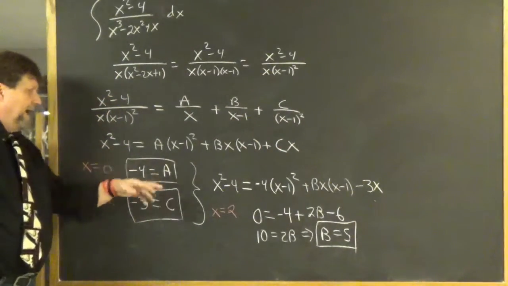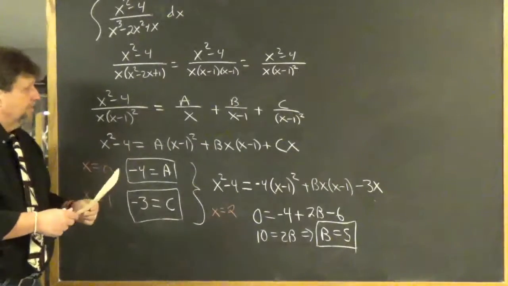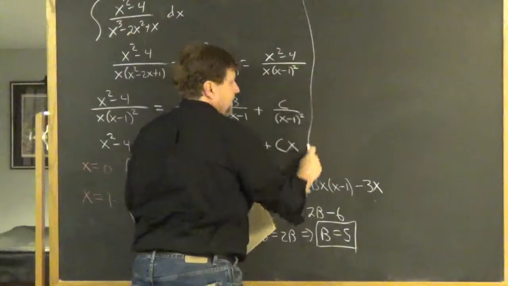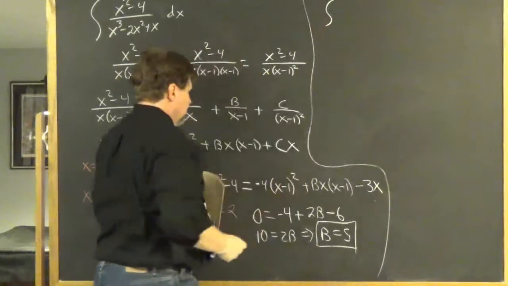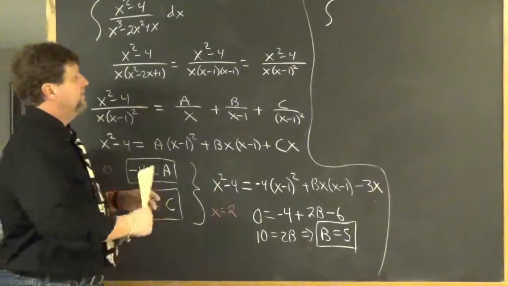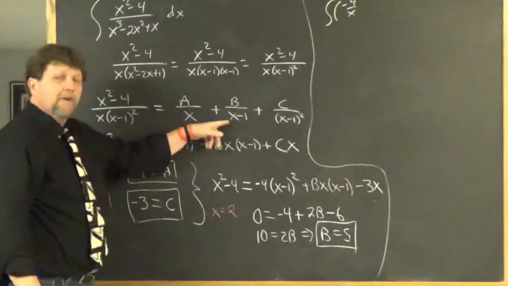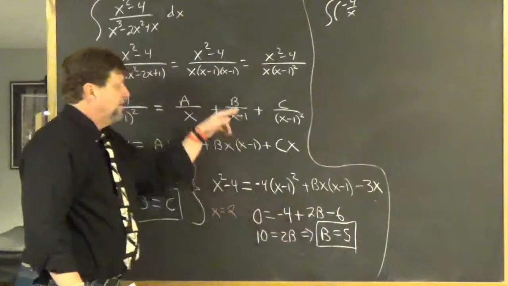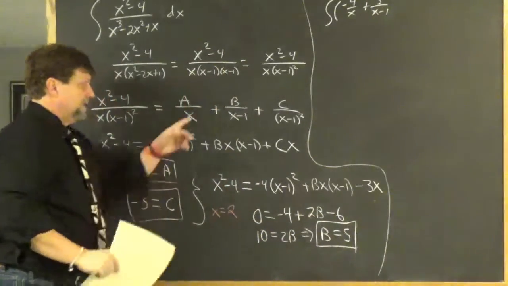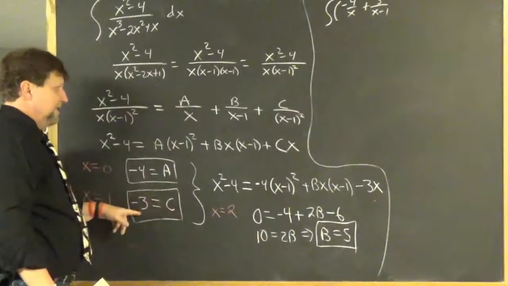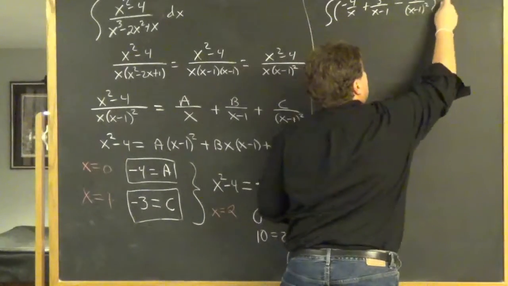So now that we know the values for A, B, and C, we can toss them in here, which means your original integral can be rewritten as the integral of A over x, well, A is negative 4, so that's negative 4 over x, plus B over x minus 1, so B is 5, so 5 over x minus 1, and then C over x minus 1 quantity squared. C is negative 3. So minus 3 over x minus 1 quantity squared.